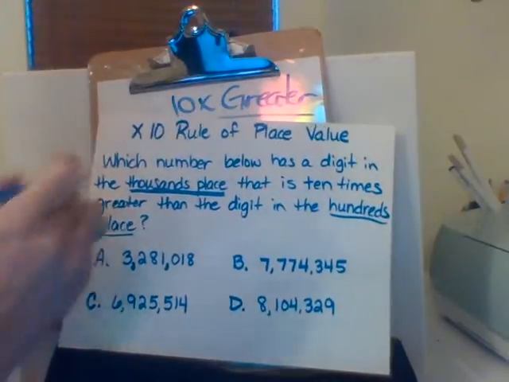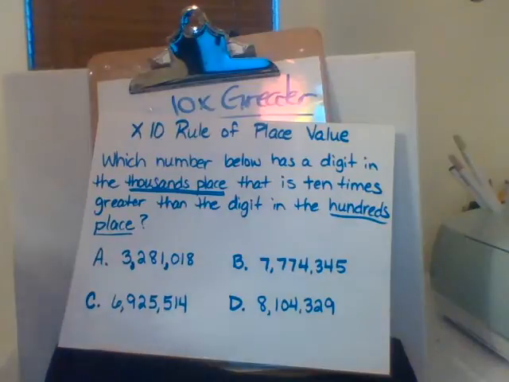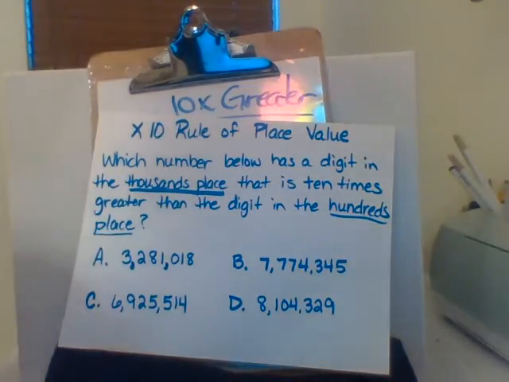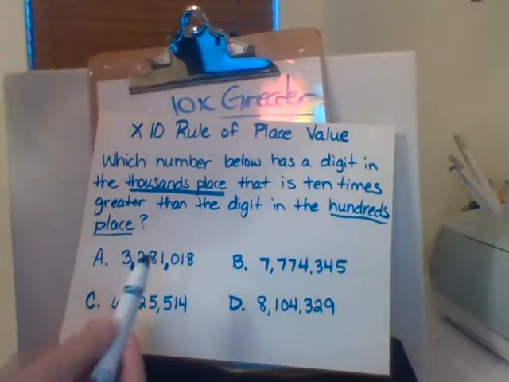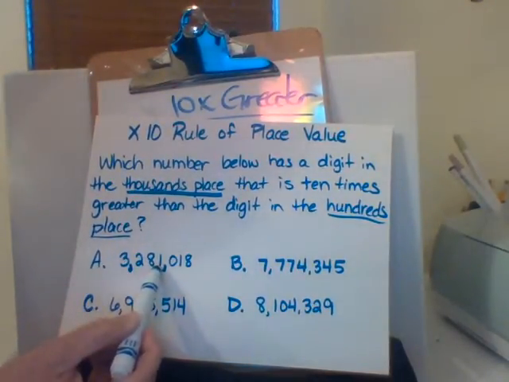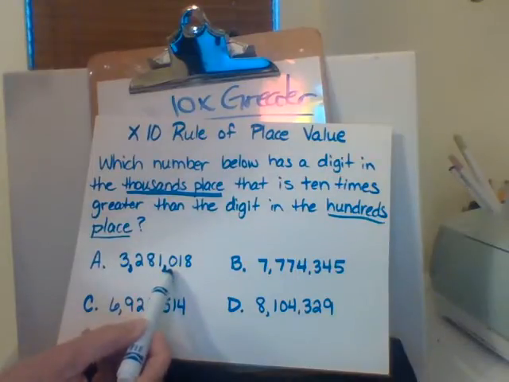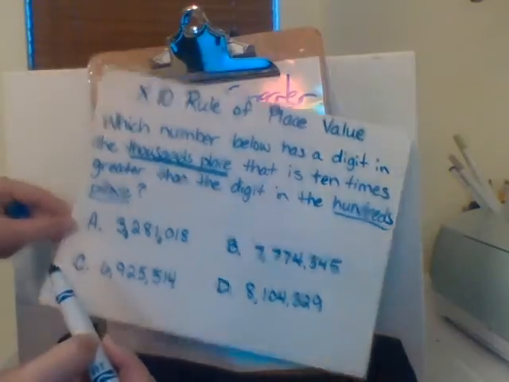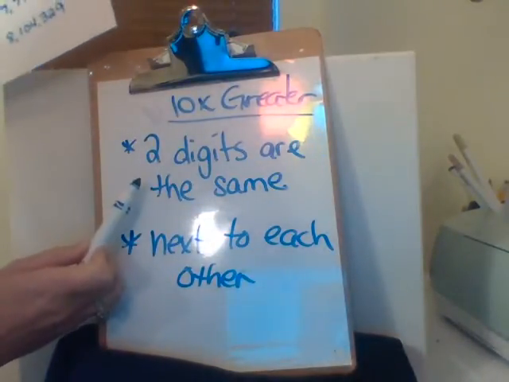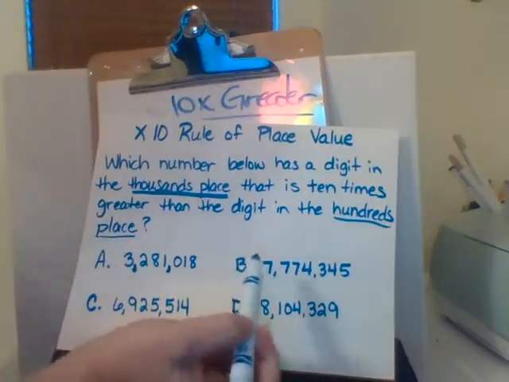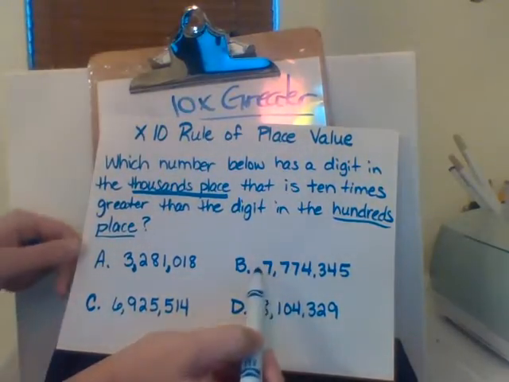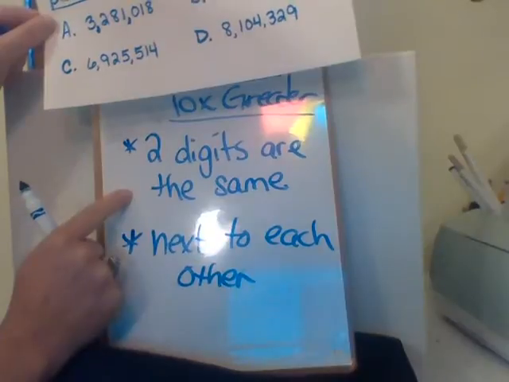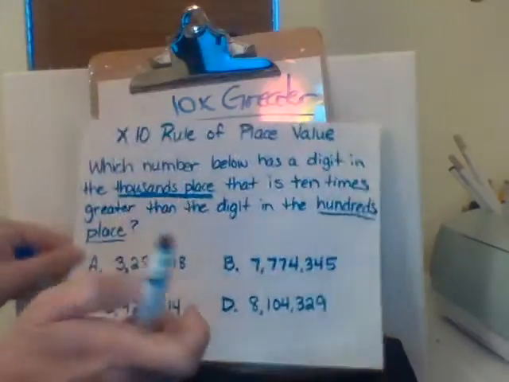So back to my problem that I was giving to you. It says, which number below has a digit in the thousands place? Well, we're looking for the thousands place for a digit to be the same as a digit in the hundreds place. So this part is pretty easy. Look at letter A. We have a 1 in the thousands place, but look, we have a 0 in the hundreds place. It can't be A because it doesn't follow our rule. Two digits are the same? Nope. Okay, B. Well, I see two digits are the same, so that does follow this rule, but are they next to each other? Oh, they sure are.